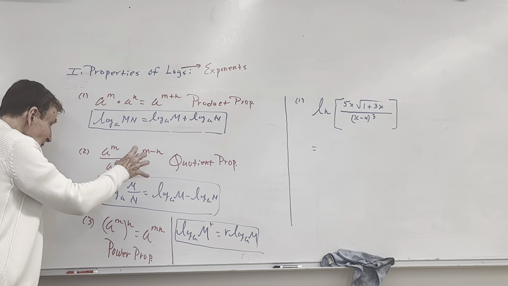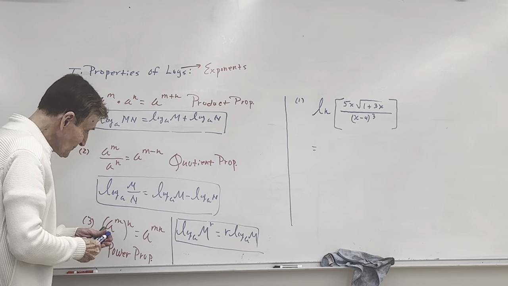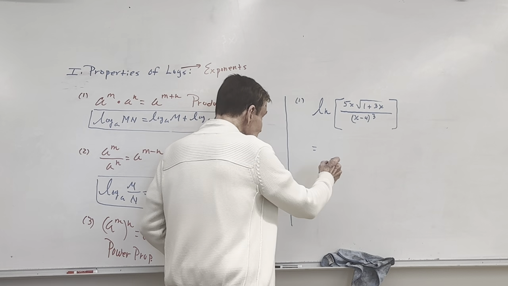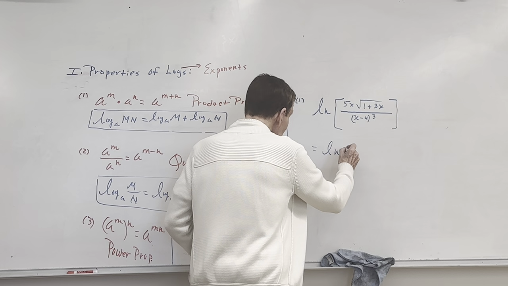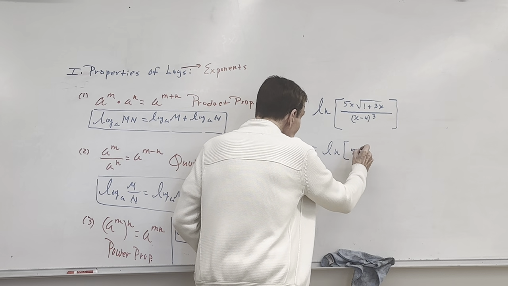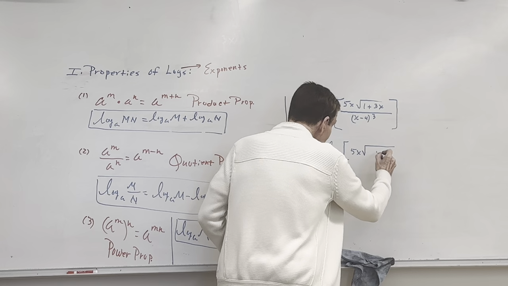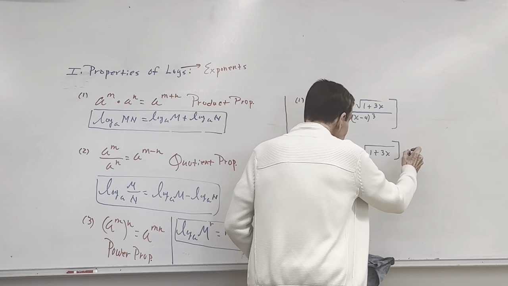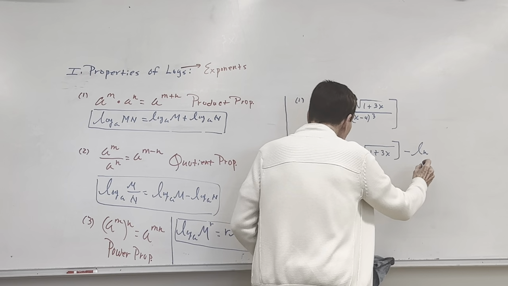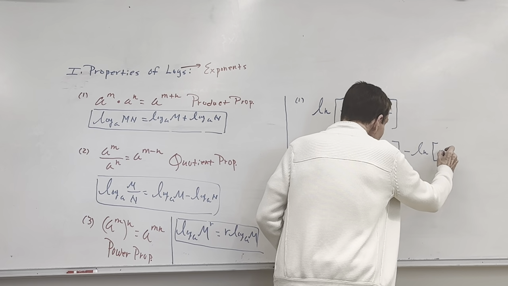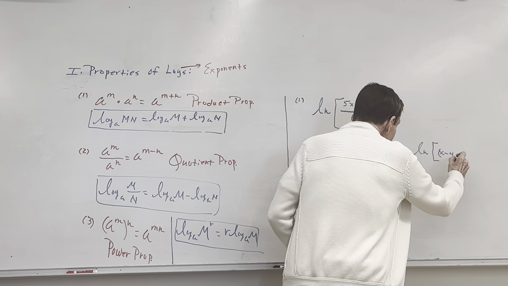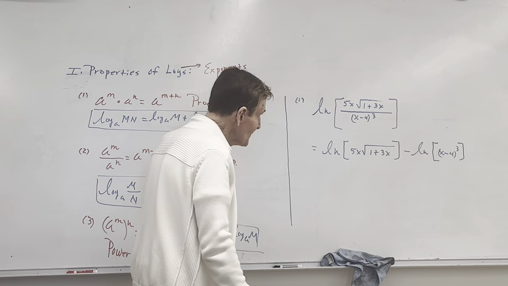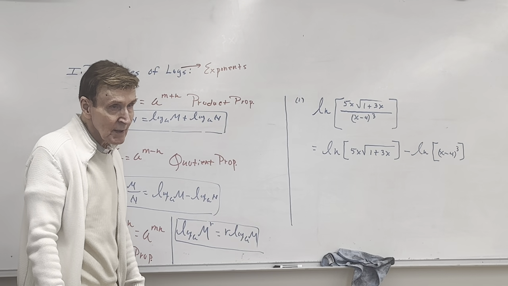The product, quotient, power. It is a quotient. So let's start out with the quotient property. That means I can split them up like this. Take the ln of the numerator, and subtract the natural log of the bottom part, the denominator, and you get this. That's the quotient property.